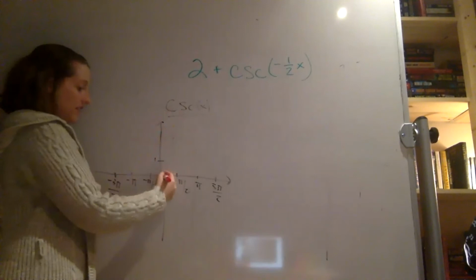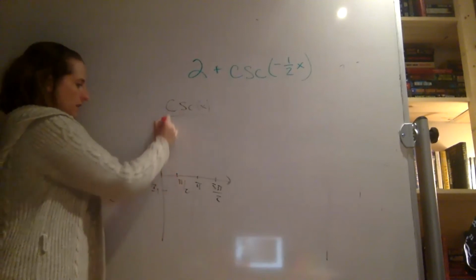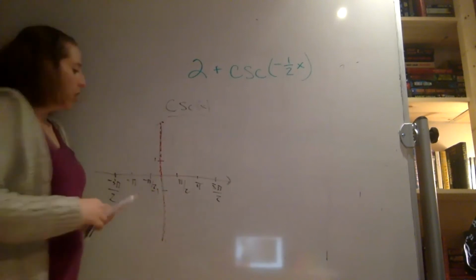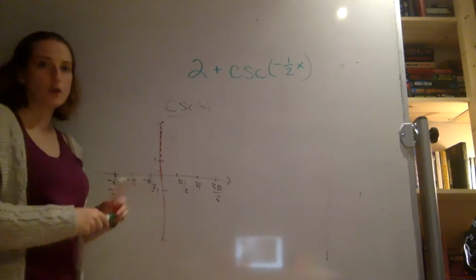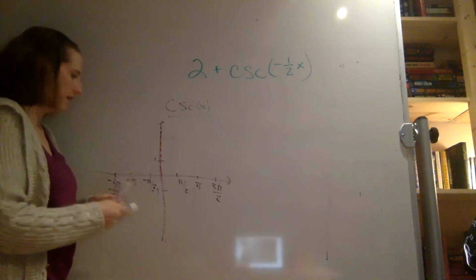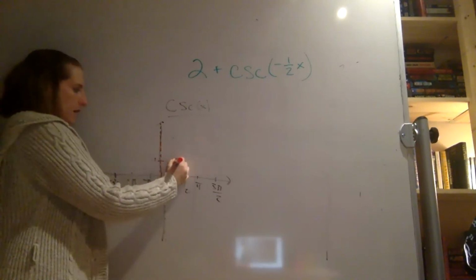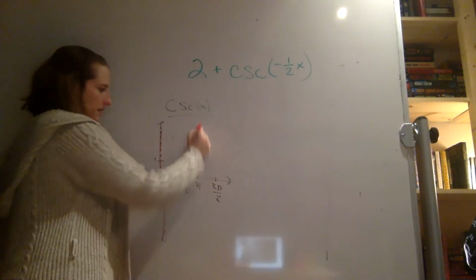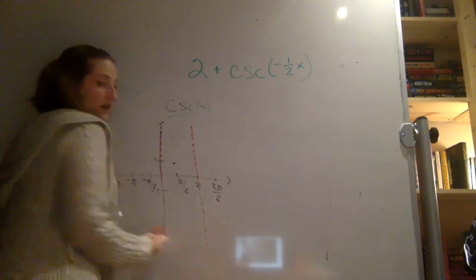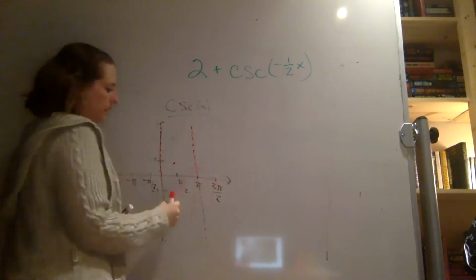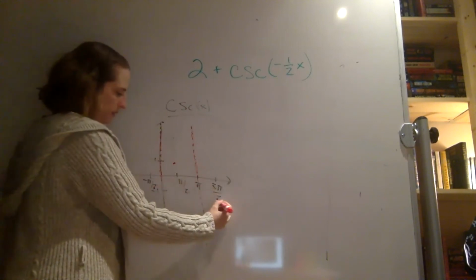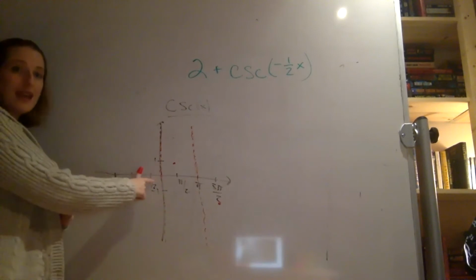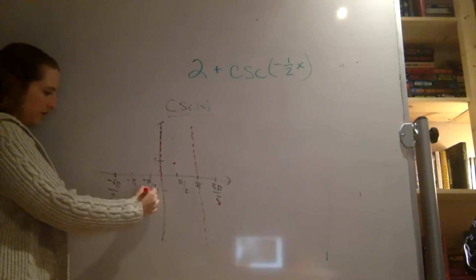We know that sine of 0 is 0, which means cosecant is going to be undefined at 0. We know that at pi over 2, sine is equal to 1, which means that cosecant is equal to 1. We know that at pi, sine is equal to 0, which means cosecant is undefined. And we know that at 3 pi over 2, sine is equal to negative 1. Similarly, at negative pi over 2, sine is equal to negative 1.